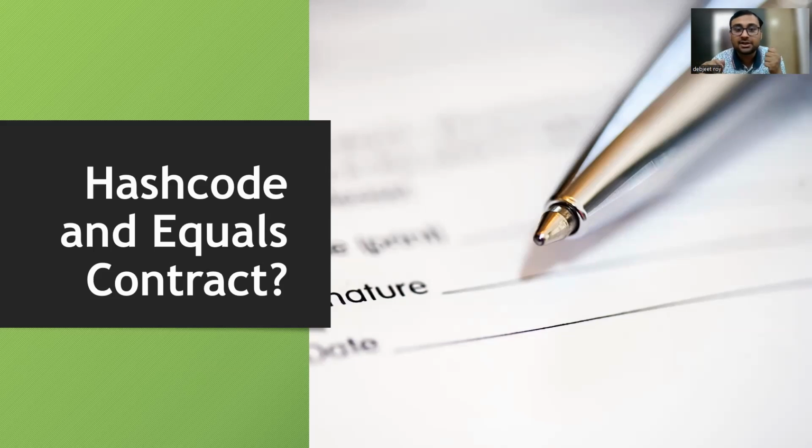Let's come to the hashcode and equals contract. What is this contract? It tells us that if two objects have the same hashcode, that doesn't guarantee that the two objects are equal. But if two objects are equal, then that guarantees that the hashcode will be the same. This is very important and should always be in the mind. If hashcode is the same, that doesn't guarantee that two objects are equal, but the vice versa is guaranteed.